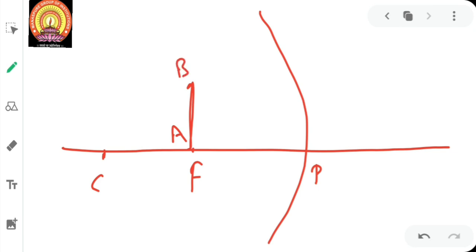So the incident ray falls on the mirror from point B. It falls on the mirror at point D. As it is parallel to the principal axis, the reflected ray passes through the focus. इतना तो क्लियर है.